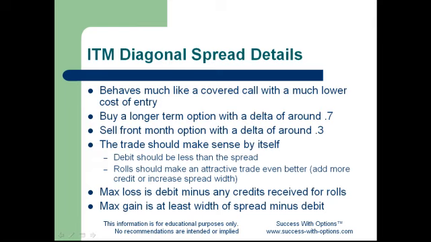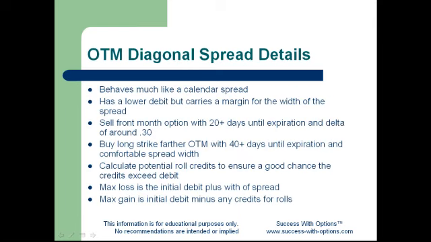Now let's take a look at the out-of-the-money diagonal spread in more detail. This trade is going to behave much more like a calendar spread. It'll require a lower debit than the calendar spread but carries a margin instead. You'll want to sell the front month option with at least 20 days until expiration and having a delta of around 0.3. You will buy a back month option with at least 40 days until expiration.